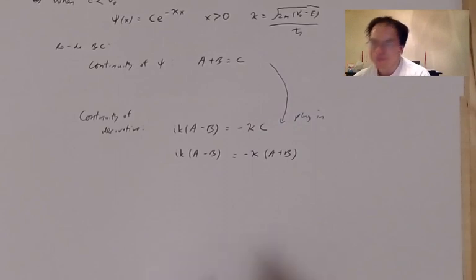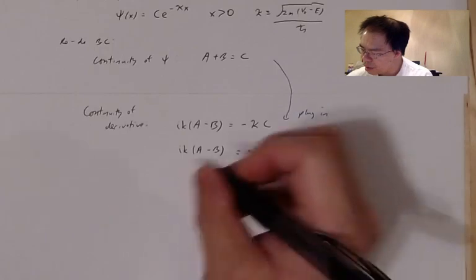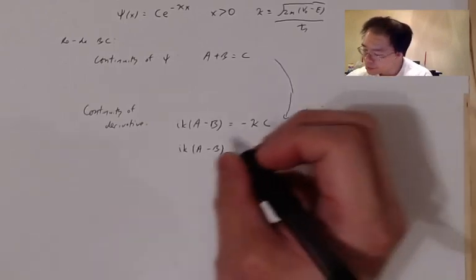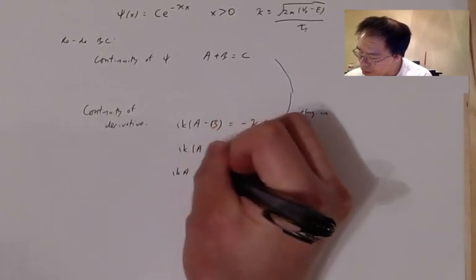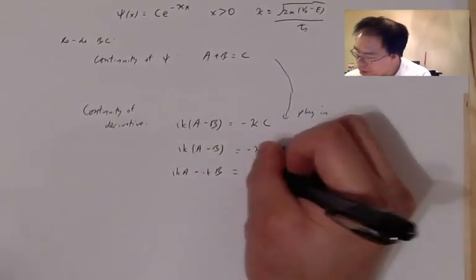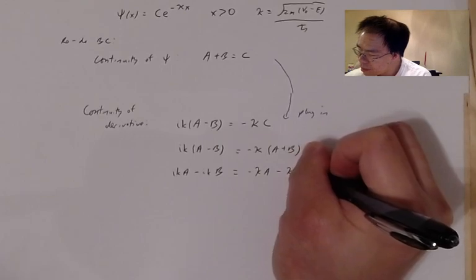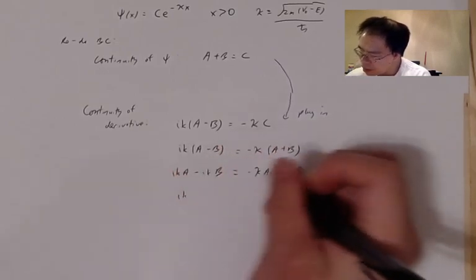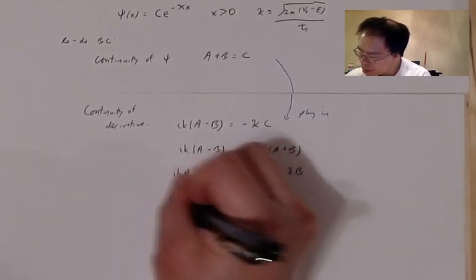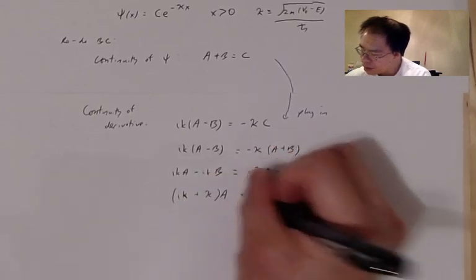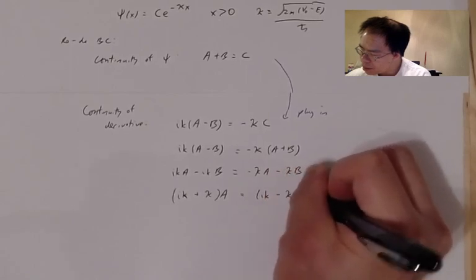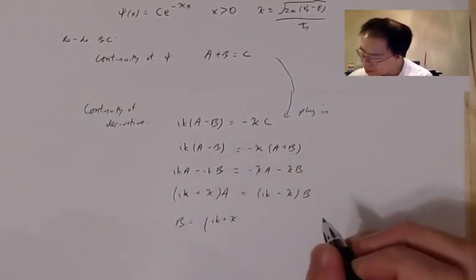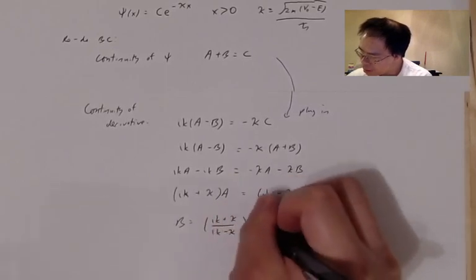Now I need to be a little bit careful, because I'm going to have to watch out for i's. But we can do this. So once again, I want to solve for b in terms of a to get my reflection coefficient. So let's do that. So I have ik a minus ik b equals minus kappa a minus kappa b. Okay. And so solving for this, I have ik plus kappa times a if I add this term over, and then I have ik minus kappa times b, and so I get b equals ik plus kappa over ik minus kappa times a.